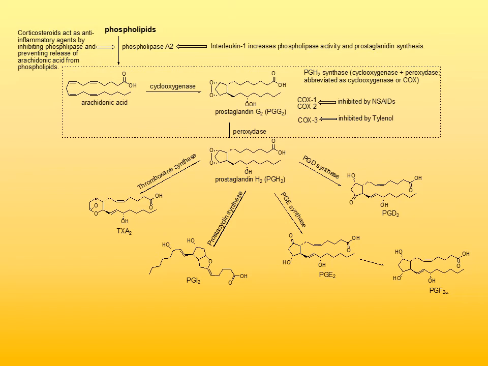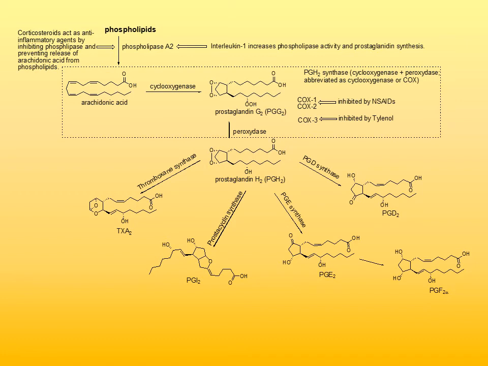The enzyme is actually PGH2 synthase, which has two activities, cyclooxygenase and peroxidase. So first is the action of cyclooxygenase to give highly unstable prostaglandin G2, and then peroxidase gives the more stable prostaglandin H2, which is the precursor for synthesis of various thromboxanes, prostacyclins, and prostaglandins.